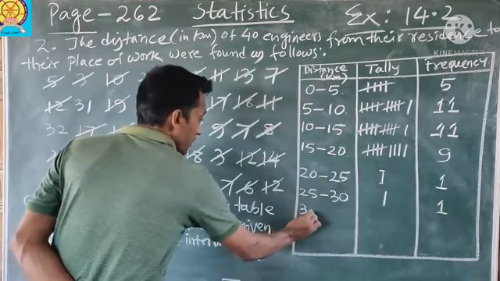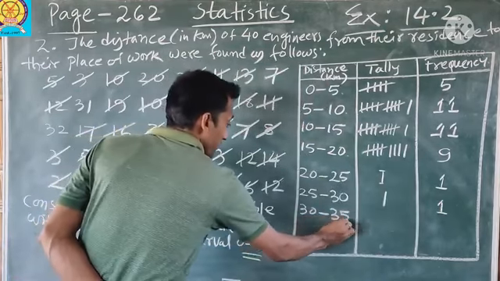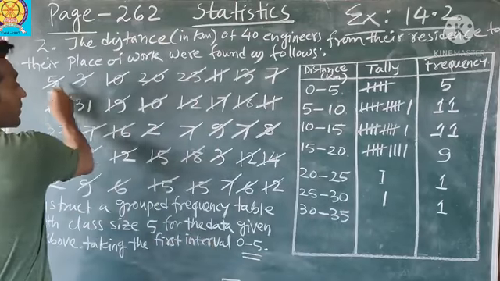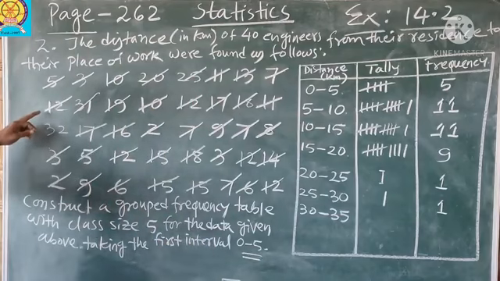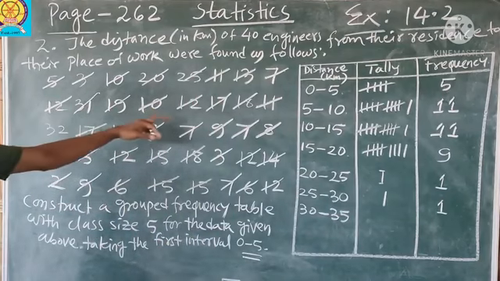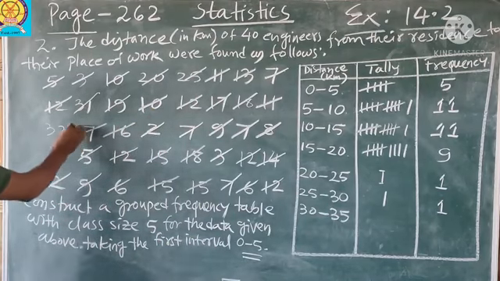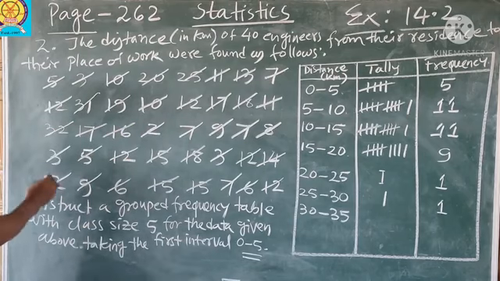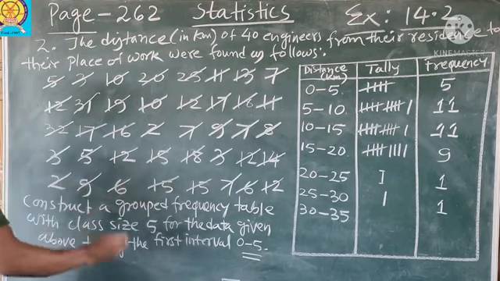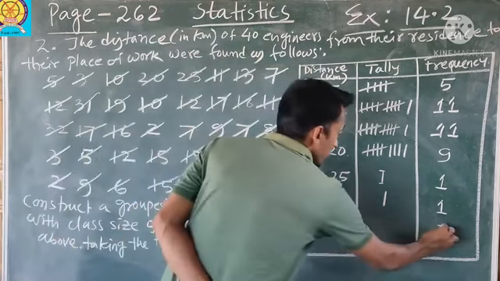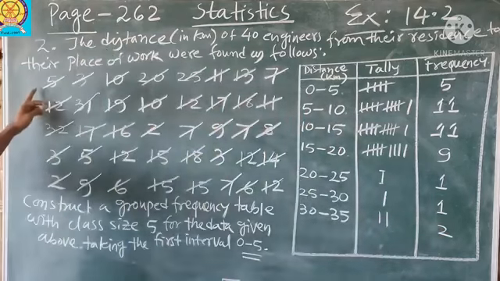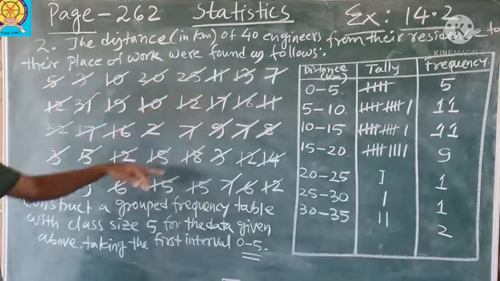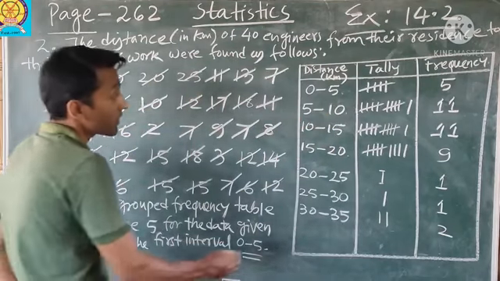Then 30 to 35. You see, 1. Is there any more? Yes, 2. No more. So 2. Now you see all the data here is already cancelled. That means our table is completed now.